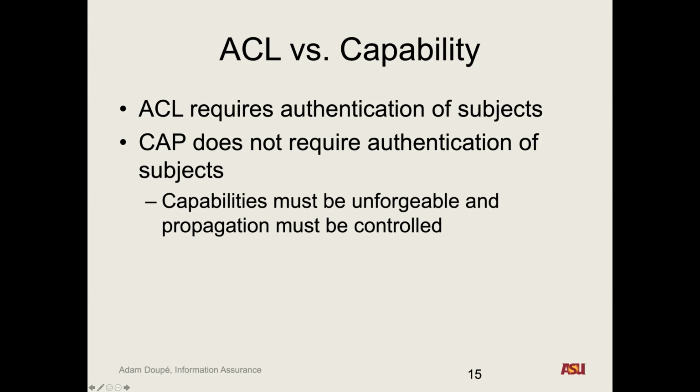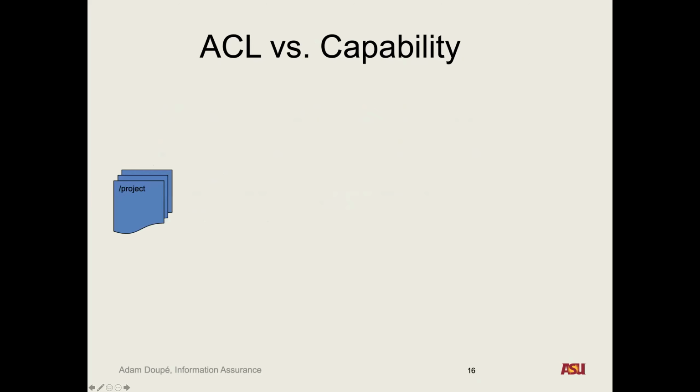So propagation is for a capability. Can a process give their capabilities to another process? So that would be propagation. Can those capabilities propagate without the control of the system? Yeah, excellent.